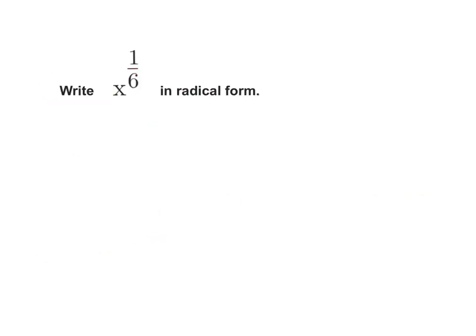So let's go ahead and do that. X to the 1/6 in radical form. Go. How would we say that though? What is that? The 6th root. 6th root of x. Okay, I don't need to put the x to the first. No big deal. How many have that? 6th root of x. Okay.